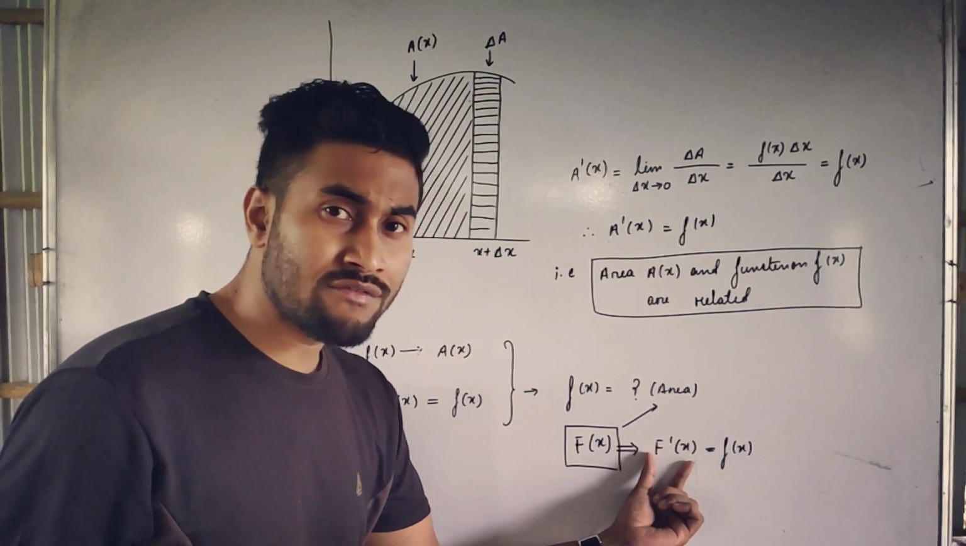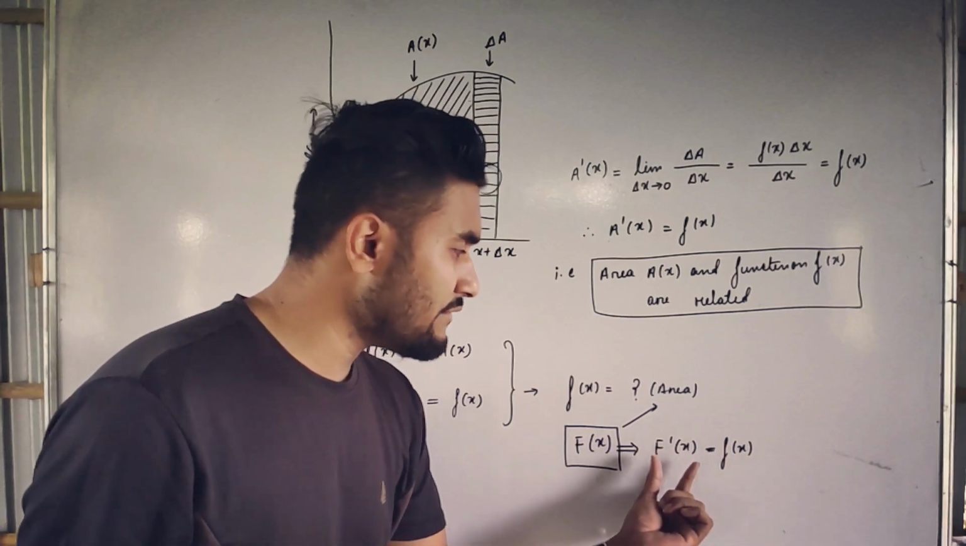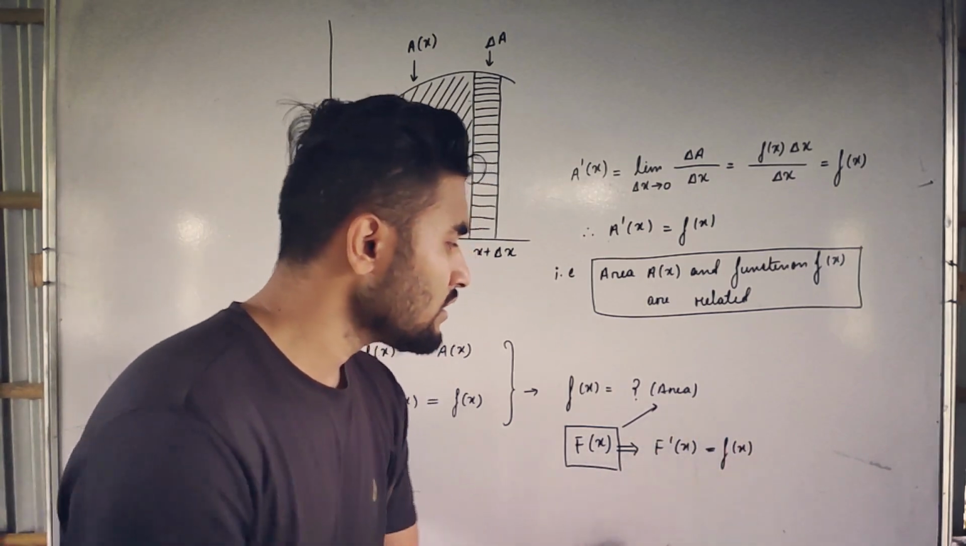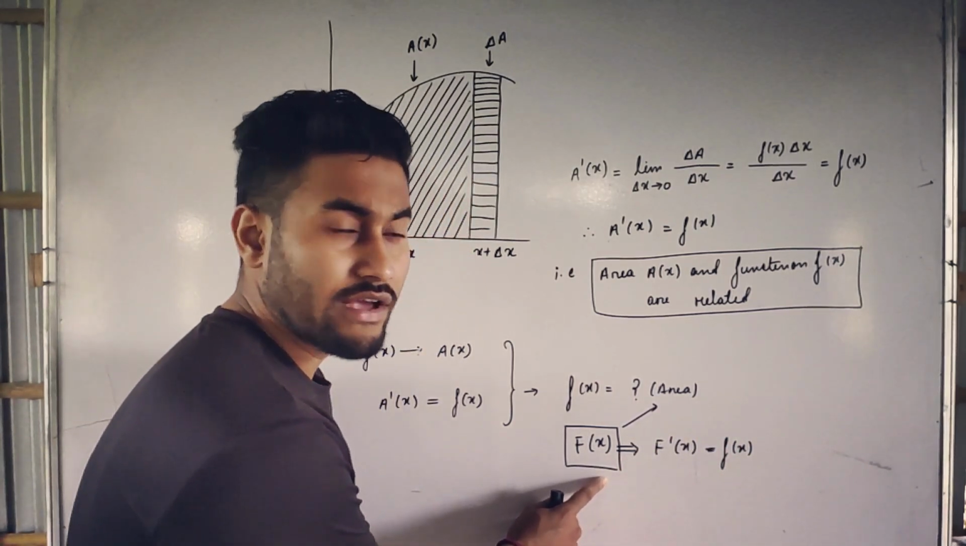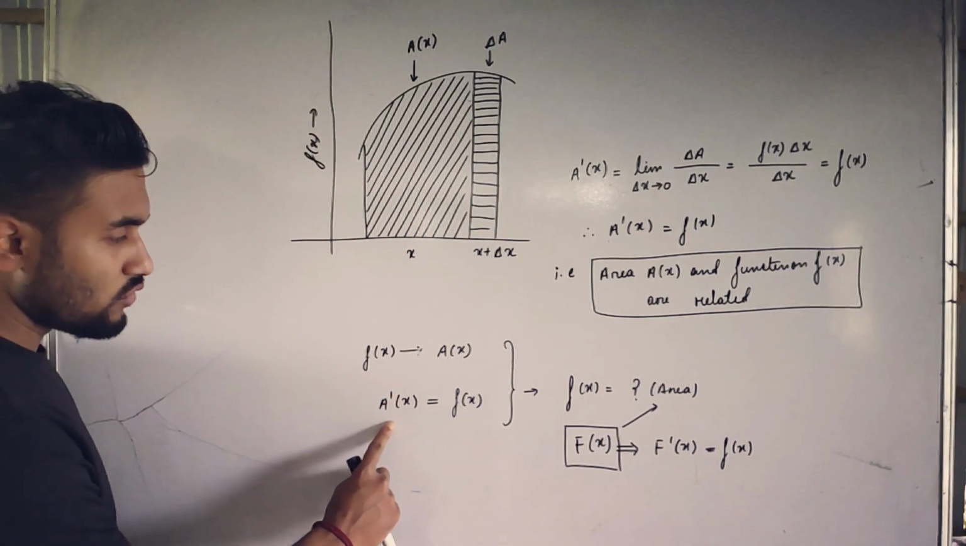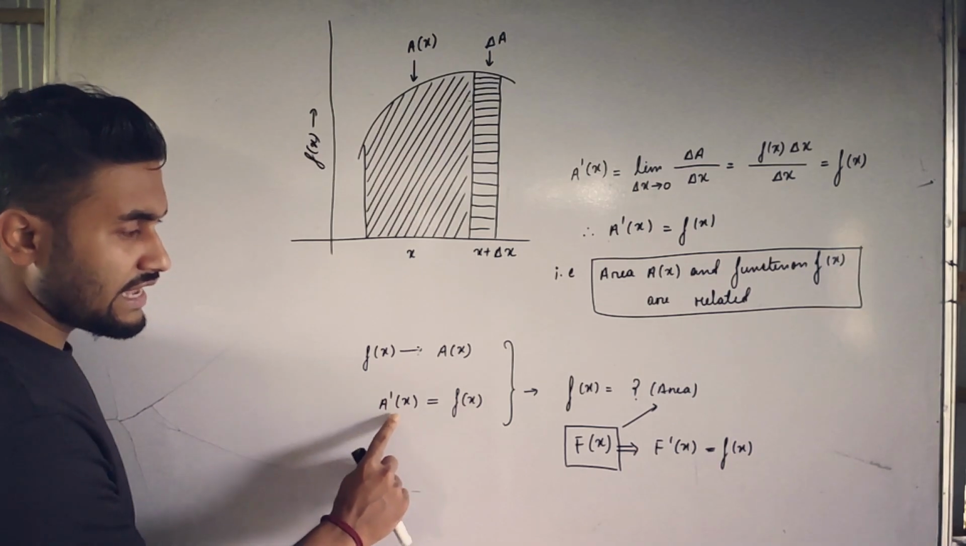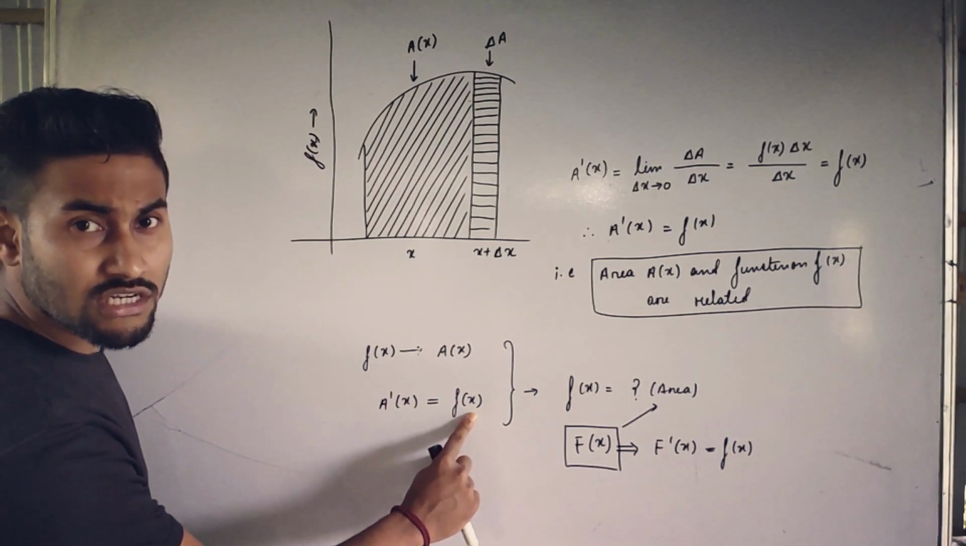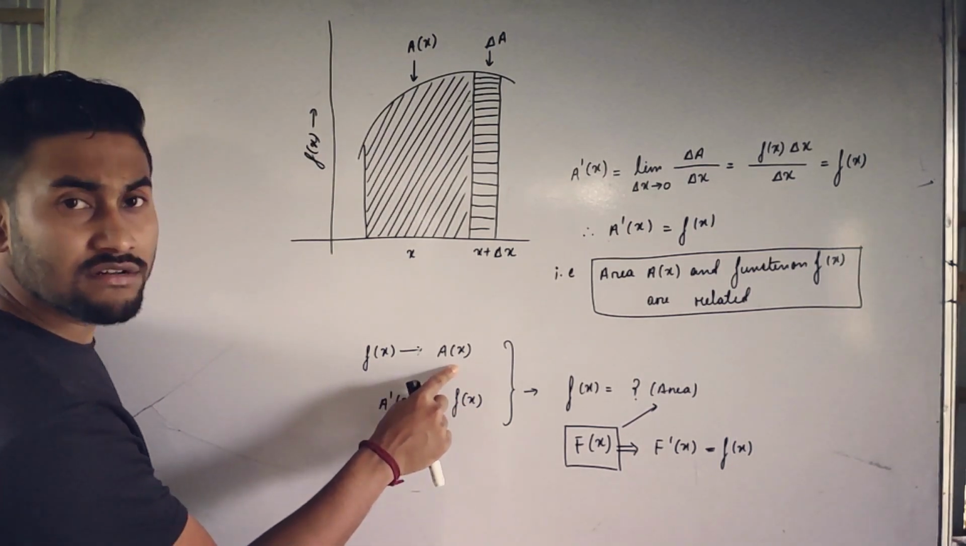So if the derivative of this function is capital F, if the derivative of this function is f(x), so this capital F(x) has to be the area. Because the theory says what? The theory says the derivative of the area will be the function. And so this is the area then.